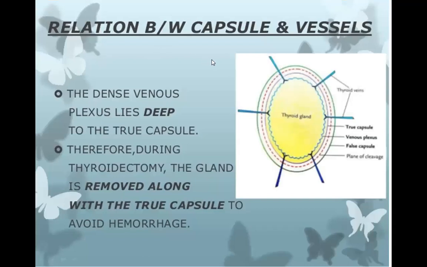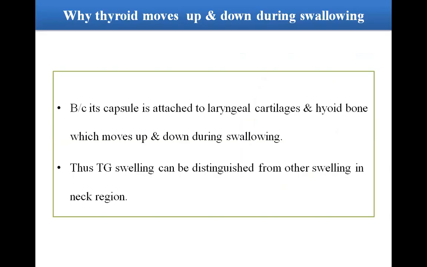Relations between the capsule and the vessels. The dense venous plexus lies deep to the true capsule. Therefore, during thyroidectomy, the gland is removed along with the true capsule to avoid hemorrhage. So this is the relation between the capsule and the veins and vessels.